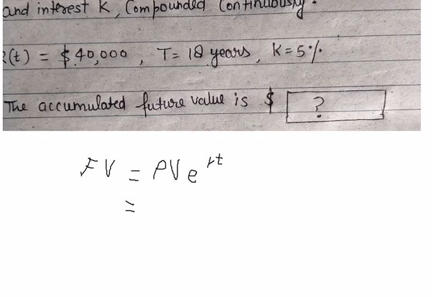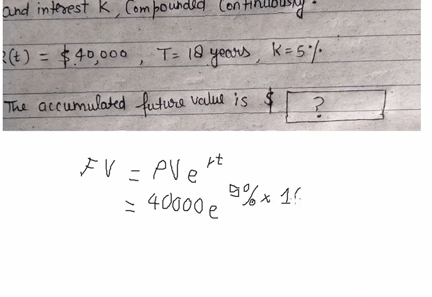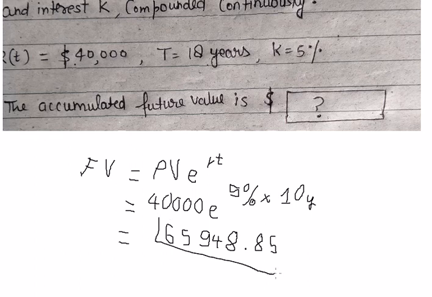So in the formula here, we have 40,000 multiplied by e to the power of 5% multiplied by 10, that is 10 years. So you get the final answer here, which should be 65,948.85, and that is the final answer.